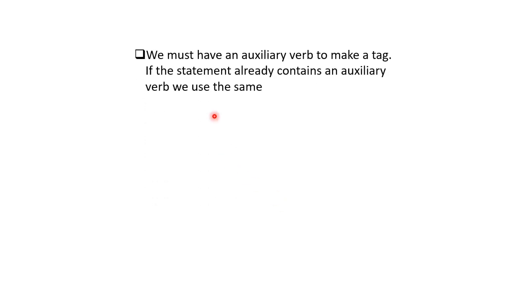So the next thing we need to remember is we must have an auxiliary verb to make a tag. If the statement already contains an auxiliary verb, we use the same. Okay, in this sentence, look, he had not seen that film before, had he? So in had not seen, this had is an auxiliary verb, so by using the same auxiliary verb we can make the tag.